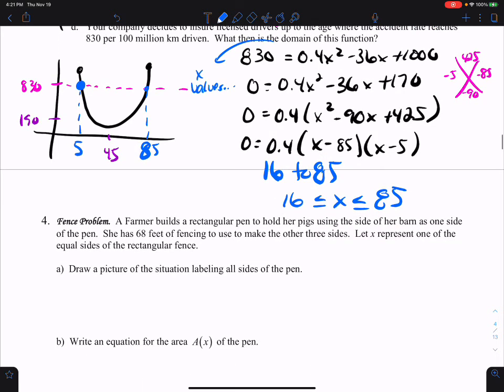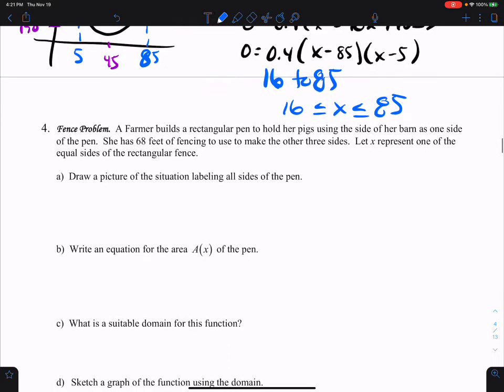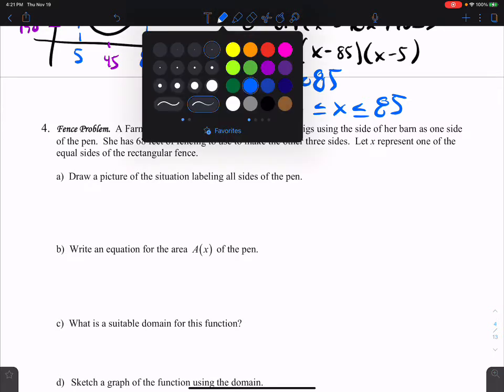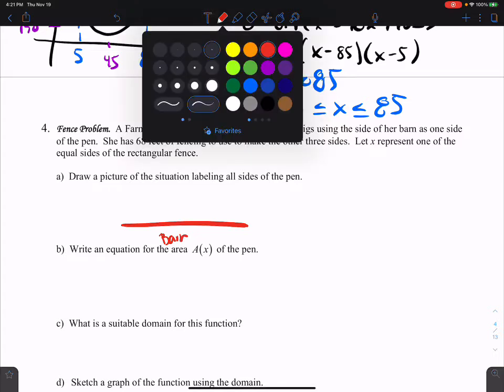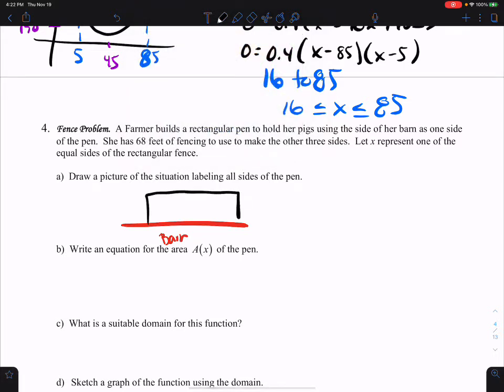All right, so at this point it's just a random grab bag of stuff here. I'm just going to do a few examples if you feel like you need them. They do match explicitly with your homework. A farmer builds a rectangular pen to hold her pigs using the side of a barn as one side of the pen. So I'm just going to label the barn in red. So here's our barn. And then we're going to have this fence. That's a rectangle. What we know is that she has 68 feet of fence to make the 3 sides, right? Because one of the sides is the barn.